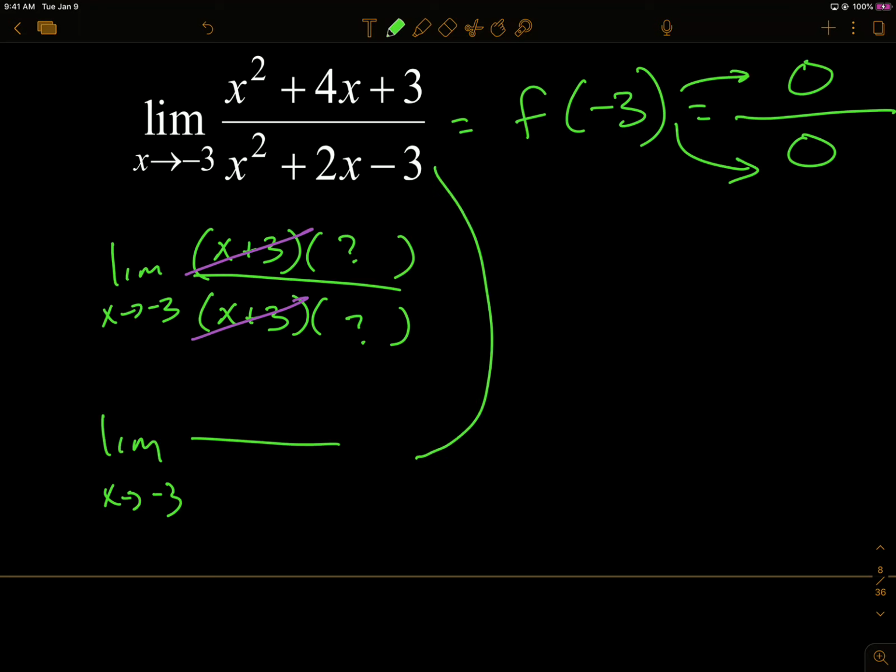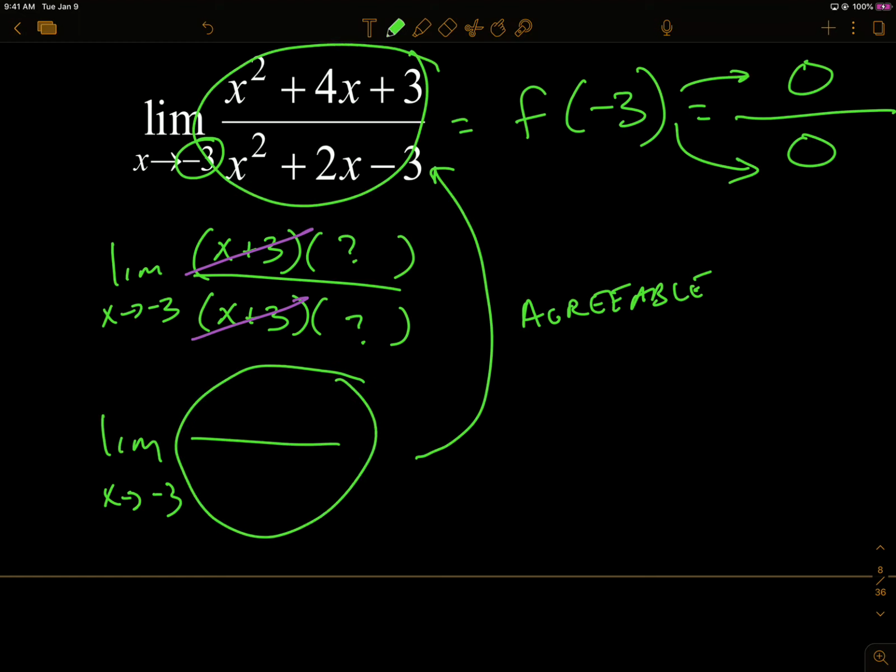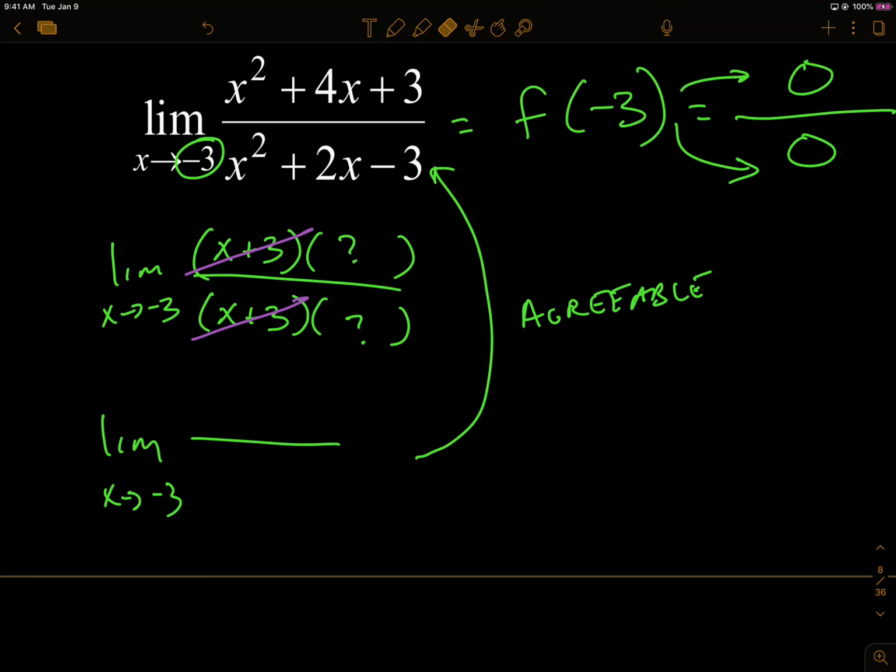This function and this function are not the same. They're agreeable. They're the same, not 2 G's, 2 E's. They're the same at every single x value except our target value. Our target value makes this function undefined, but it's going to make this function defined. It's actually going to have a value, a y value, and that's going to be our limit.